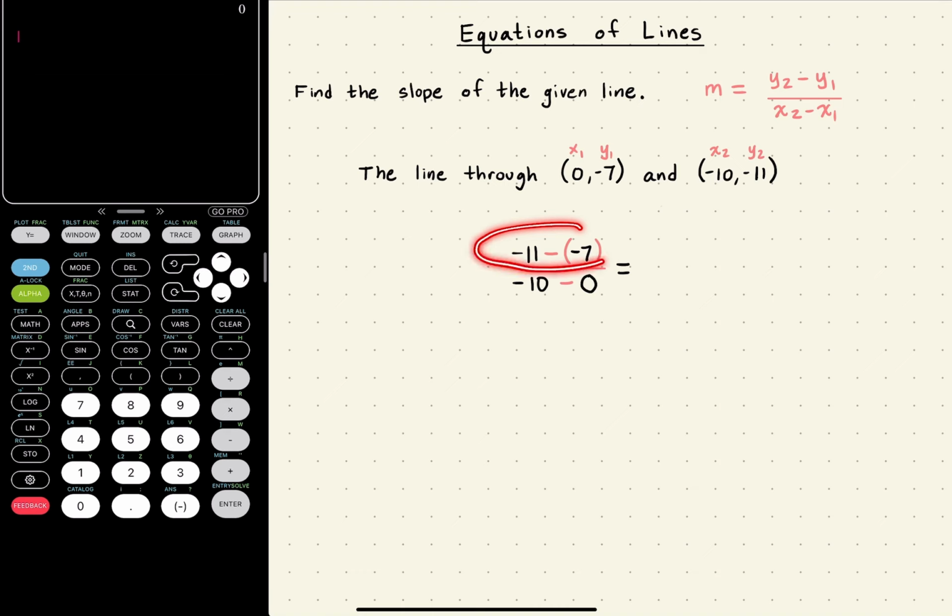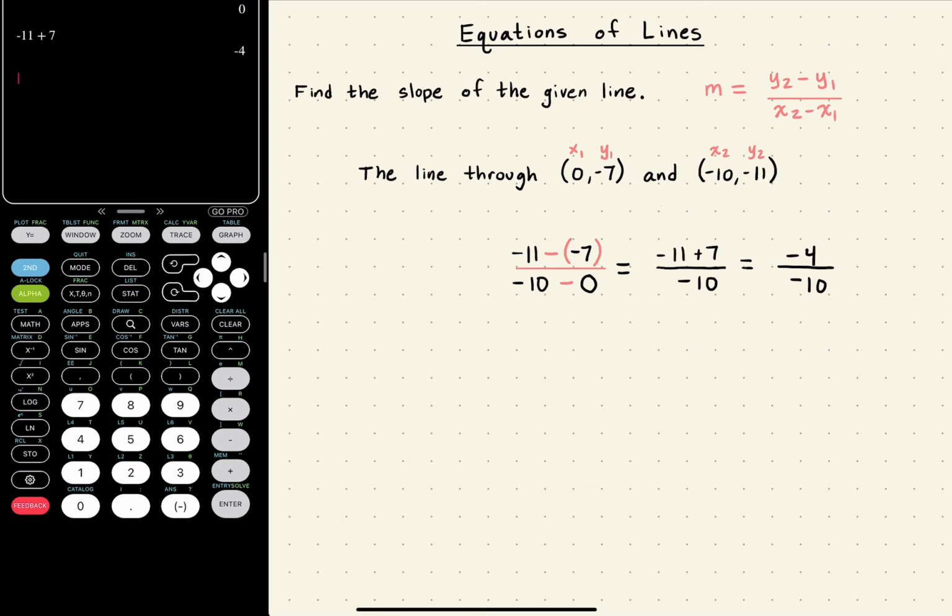Negative 11 minus negative 7. Well, I know that that means when we have a negative minus a negative, that becomes a positive. So we could rewrite that as negative 11 plus 7. And on the bottom we have negative 10 minus 0. That's going to be negative 10, of course. Negative 11 plus 7, that's negative 4. We can check that in our calculator. Negative 11 plus 7, negative 4, over negative 10.